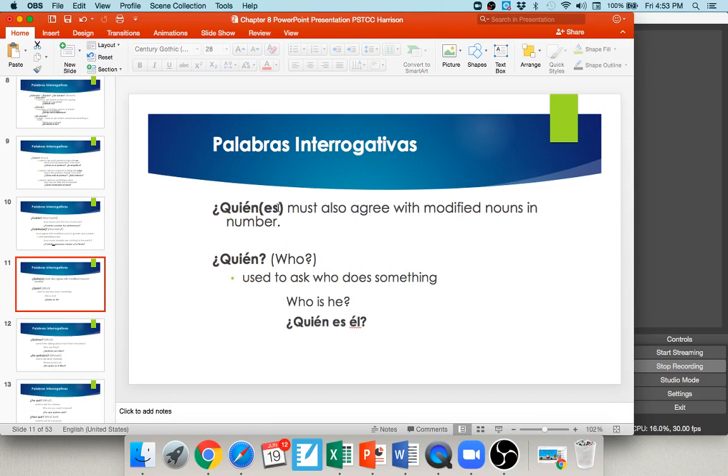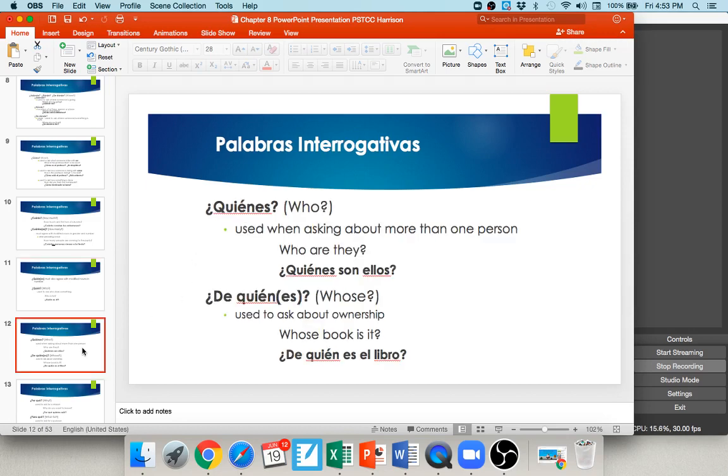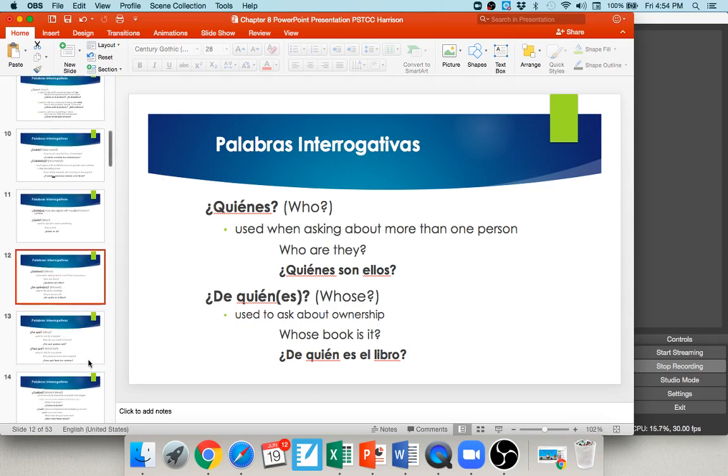You see quién used a lot. Quién means who. You can also make this plural by adding an es on the end, quiénes, which would just mean like who all. So, quién es él, quiénes son ellos, who is he and who are they. You also can use de quién if you want to ask of whom or whose. So, ¿de quién es el libro? Literally of whom is the book, or whose book is this? That's also a popular phrase.